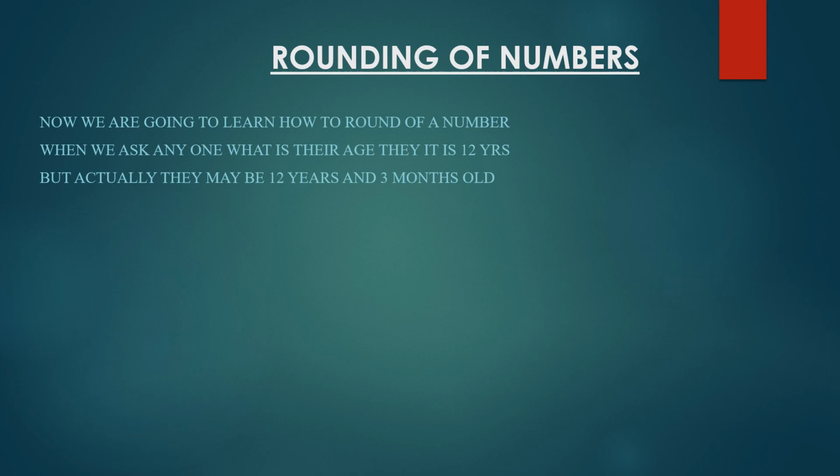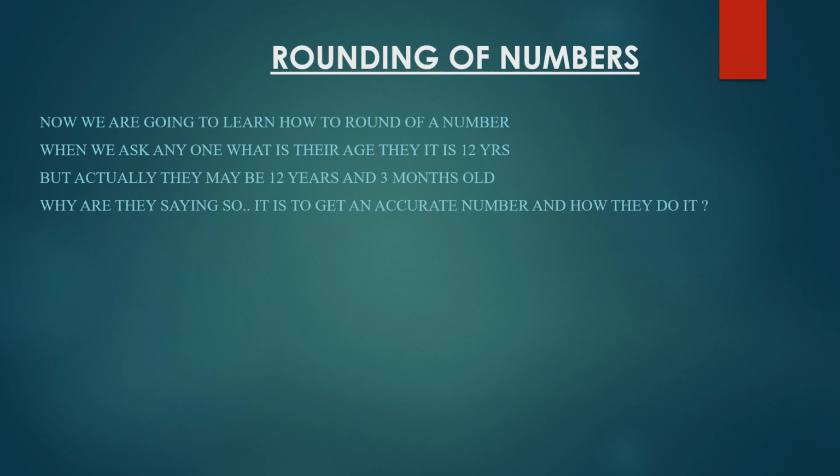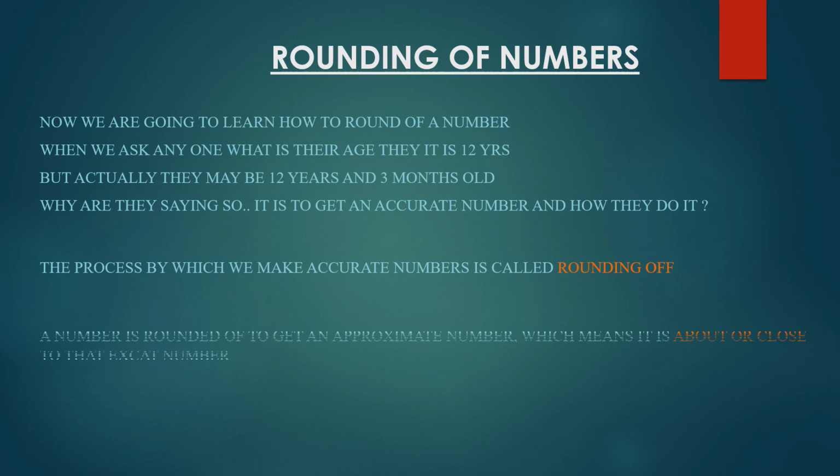They may be 12 years and 3 months old, or maybe 12 years and 6 months old, or maybe something like that. But why are they saying so? Have you ever thought of it? Because it gives an accurate number, right? And how are they doing it? Have you ever thought of it? The process by which we make an accurate number is called rounding off. I think it is clear.